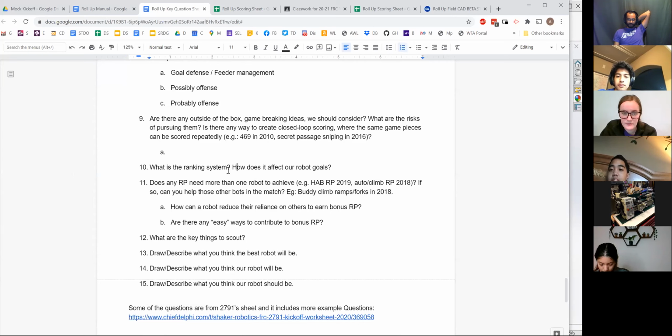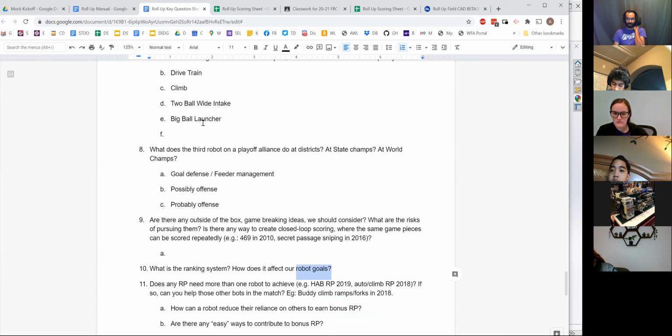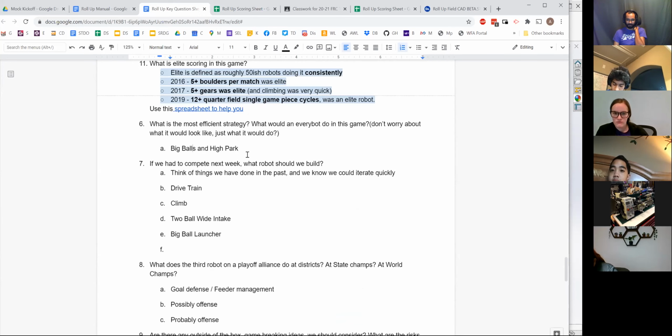We talked about ranking system already. It's win, loss, tie plus the ranking points. This does affect our robot goals a little bit because it incentivizes both climbing and being able to do both ball types. Because if you can only do one ball type, there's going to be some matches where you're partnered with other robots that can only do one ball type, and it may be the same ball type, especially if you only can do big ball, assuming that our everybot plan is correct.